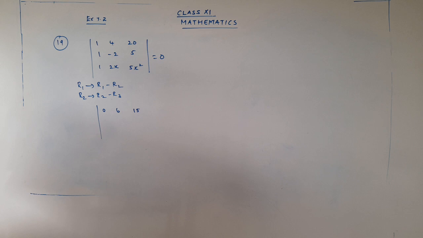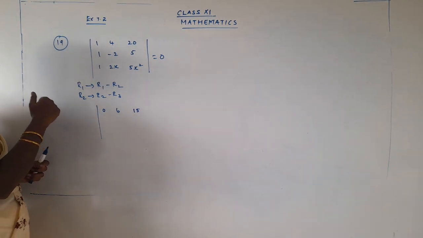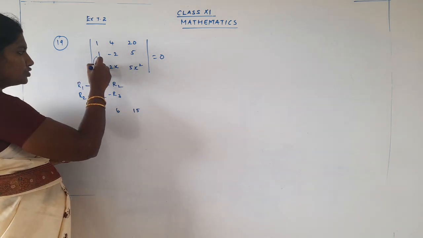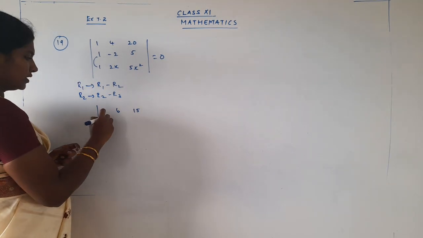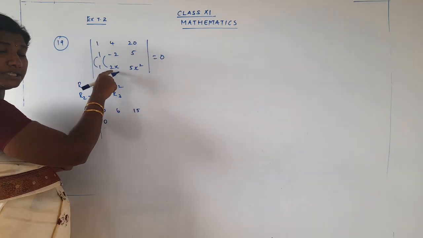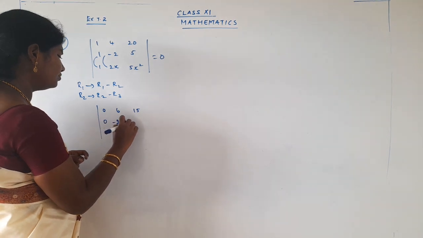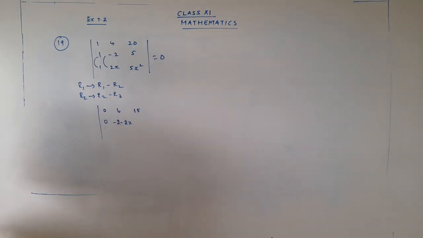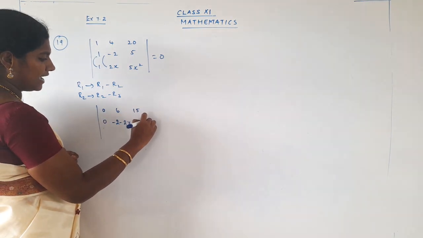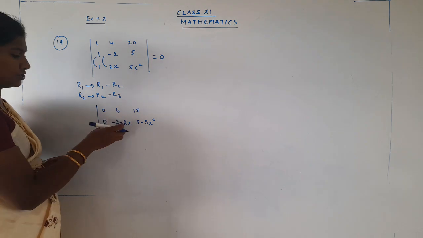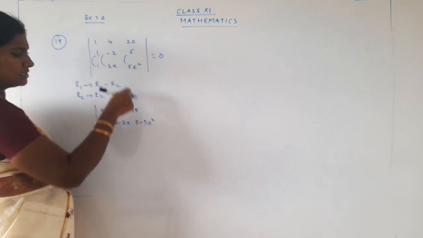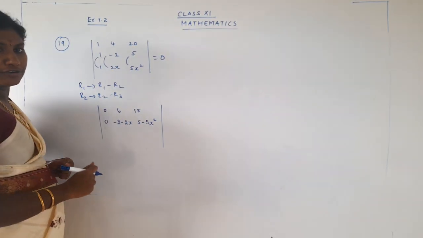Okay, so now we are going to go for the second conversion. We are going to change row 2, R2 minus R3. R2 minus R3 means these two correspond. So 1 minus 1 will give you 0. Minus 2 minus 2x. This is 5 minus 5x square. Here we don't get any value, just write down the expression. So minus 2 minus 2x and 5 minus 5x square. So we have changed the second row also.